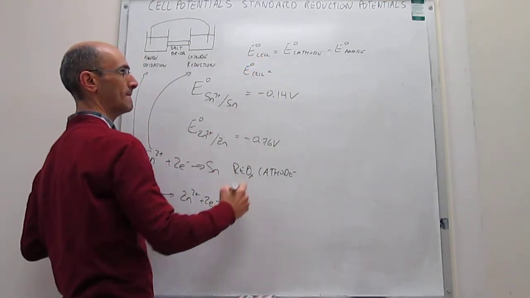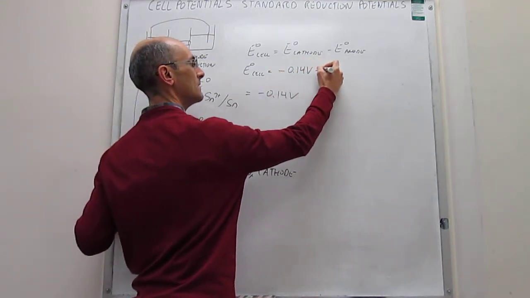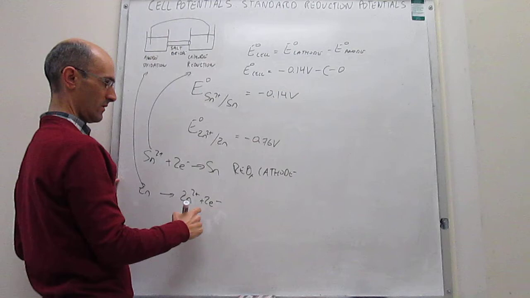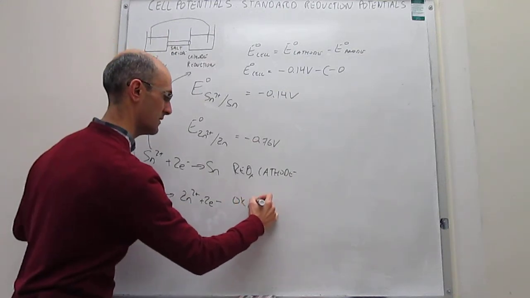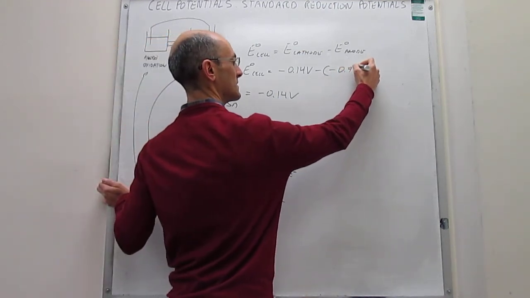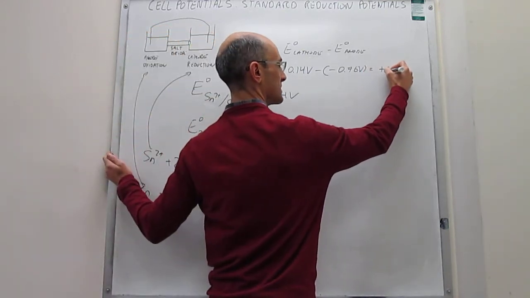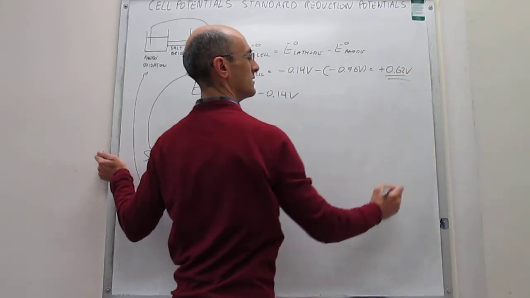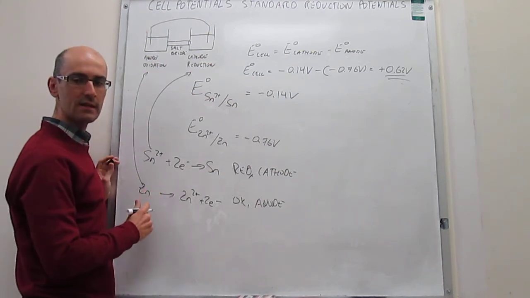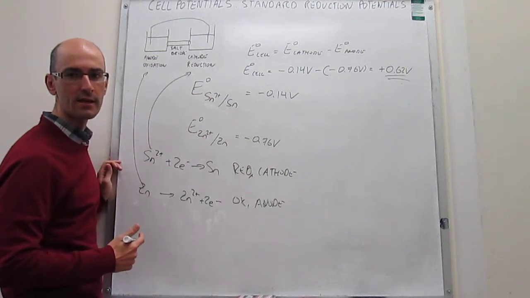Okay, so that will be the standard reduction potential of the cathode, which is minus 0.14, minus the standard reduction potential of the reaction in the anode, which is this one, that is an oxidation, and that is equal to minus 0.76 volts. Okay, so overall, you're going to get here a cell potential of plus 0.62 volts. Alright, so again, as written, putting the zinc oxidation in the anode and the tin reduction in the cathode, you will get a spontaneous process from which you can harvest electrical work.